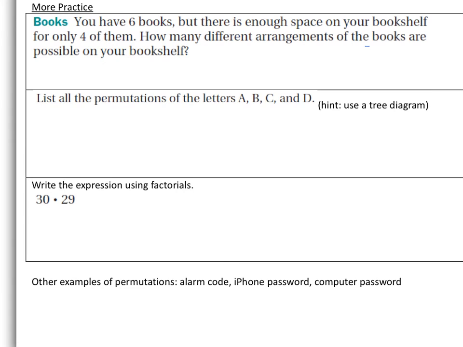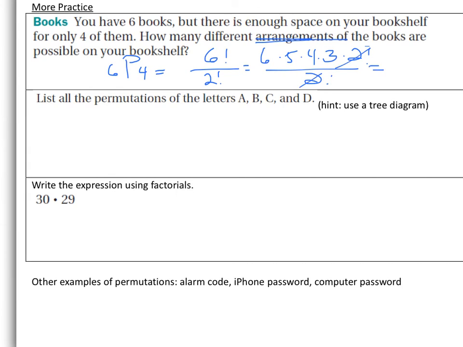Here we have more practice. You have 6 books, but there's only enough space on your bookshelf for 4 of them. How many different arrangements of the books are possible on your bookshelf? Again, permutations because of the word arrangements. So 6 factorial over 6 minus 4, 2 factorial. 6 times 5 times 4 times 3. This part you can just cancel. So the product of all of the numbers is just 360.